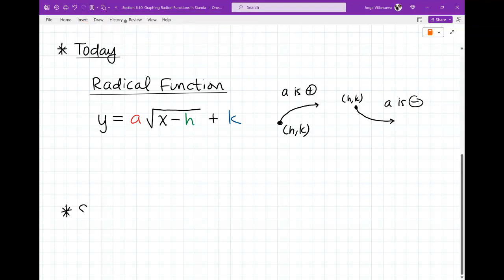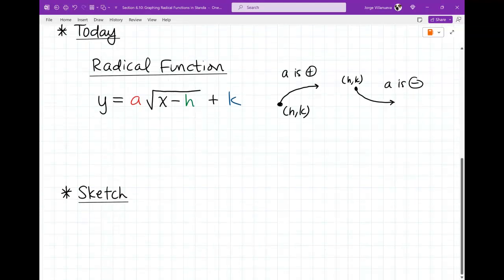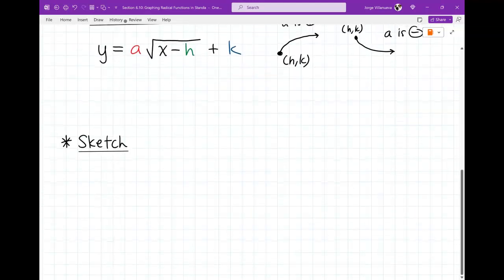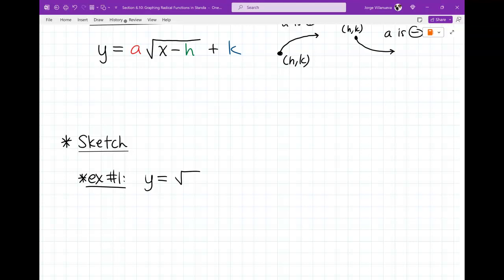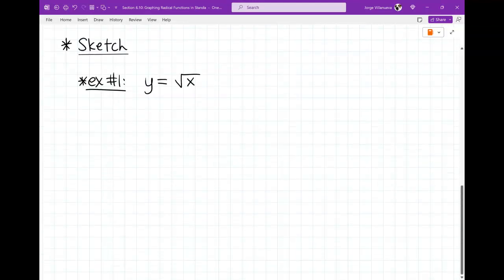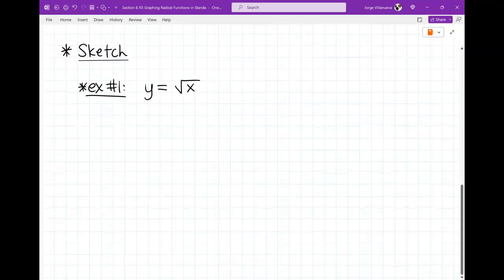We're just going to sketch. I always prefer the name sketch. So sketch these functions. Let's not graph them because I don't want them to be perfect, but I want them to be close. So example number 1, we're going to sketch y equal to the square root of x. Like I said, we're going to go easy as possible first.